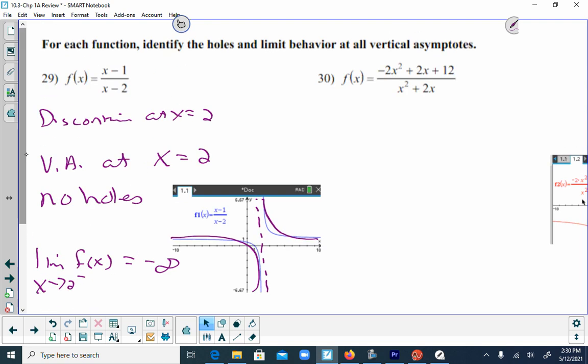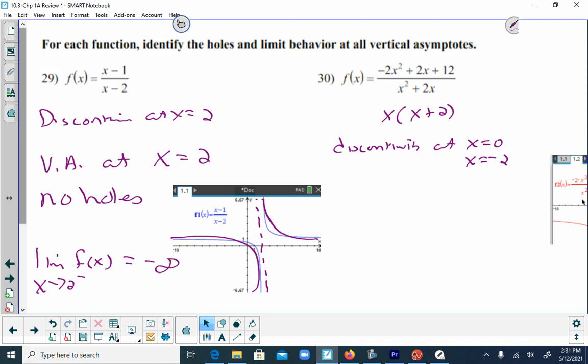The next one, again, I am going to look at this. I look in the denominator and I can factor that as x times x plus 2. So I am going to have discontinuities at x is equal to 0 and at x is equal to negative 2.